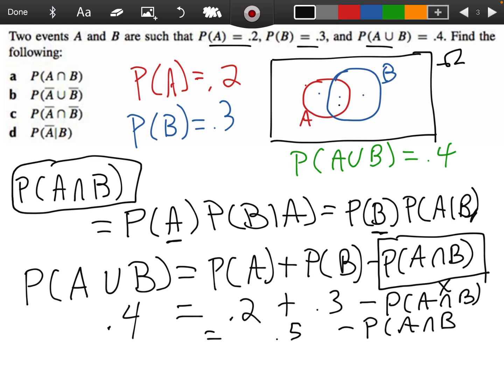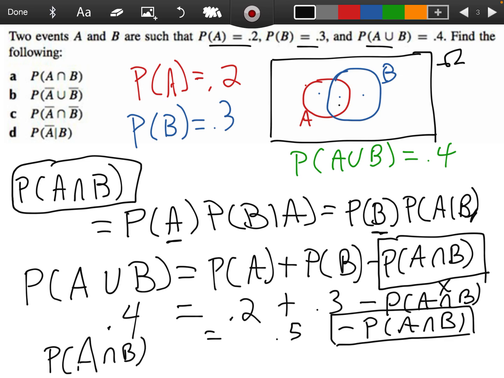I could subtract 0.5 from both sides, but I'll get negatives on each side. I'm going to go the other way. I'm going to add the probability of A intersect B to both sides to make it go away on the right, and I'm going to subtract 0.4 from both sides. I'm going to do it in one shot because I'm running out of room. Right? The probability of A intersect B is equal to, if I subtract the 0.4 from both sides, 0.5 minus 0.4, it's equal to 0.10.